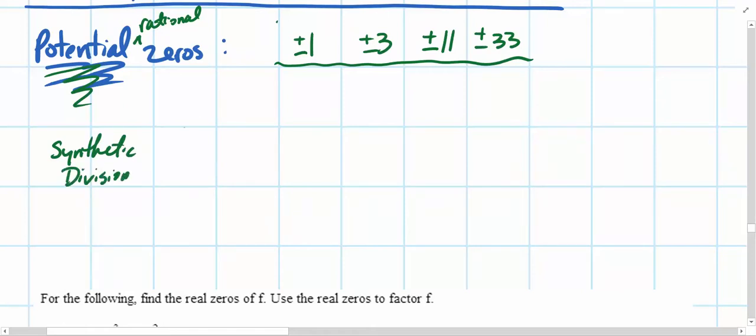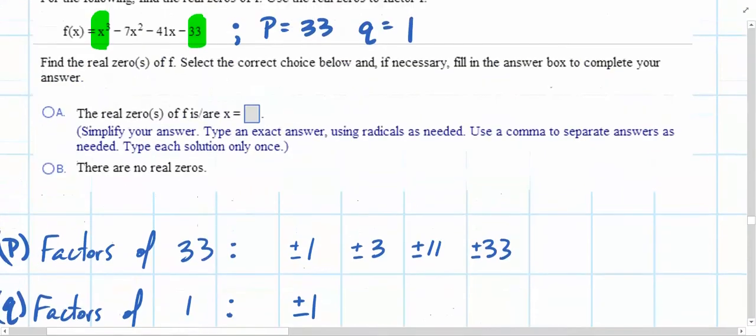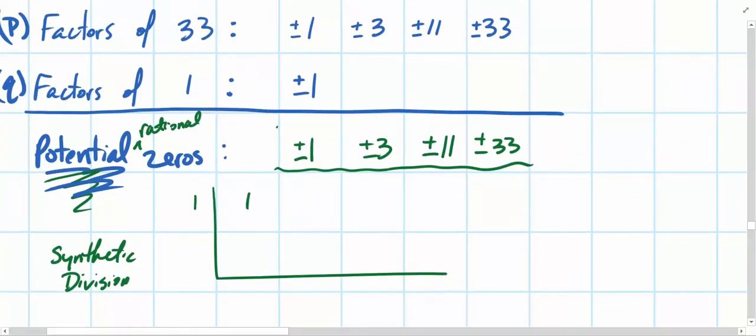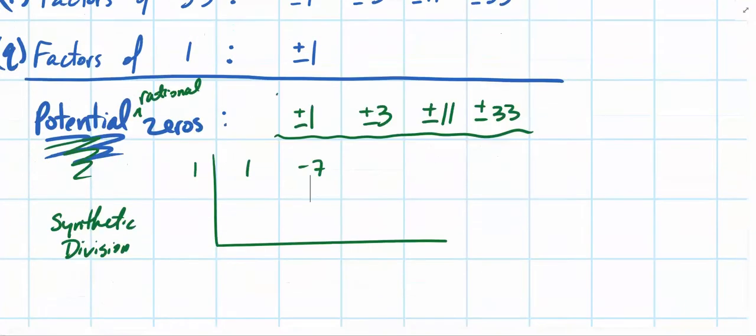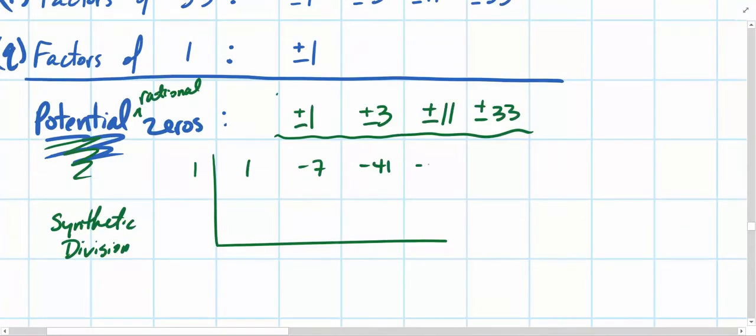And in order to set up synthetic division, we need an L chart with one of our factors listed on the outside and all of the coefficients listed on the inside. So 1, -7, -41, and -33. And we can go through the synthetic division and look for the remainder that occurs here. If the remainder is 0, then we found a 0.